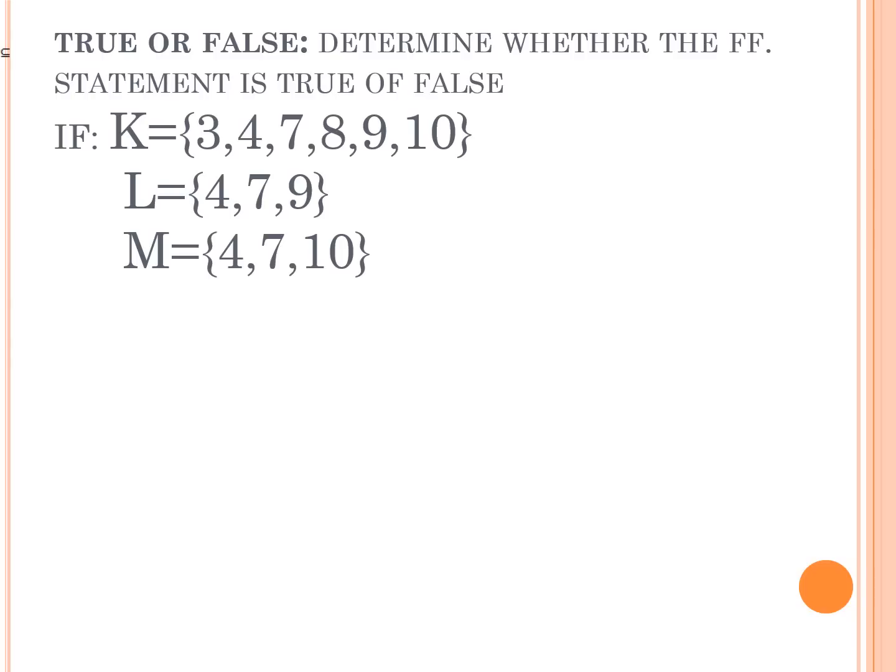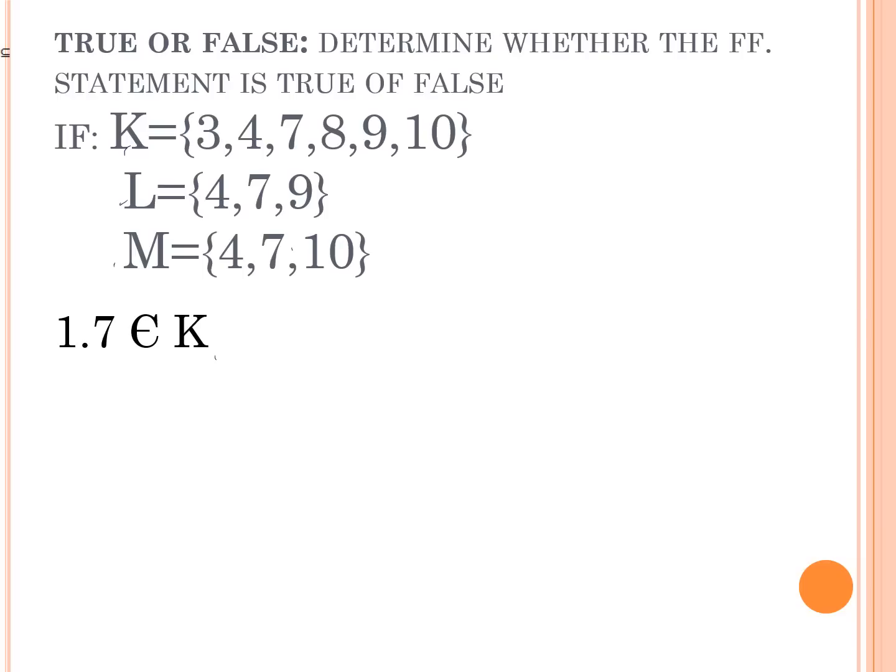First, let us answer this question. So we have true or false. Determine whether the following statement is true or false. We are given set K with elements 3, 4, 7, 8, 9, and 10. Set L with elements 4, 7, and 9. And set M with elements 4, 7, and 10.